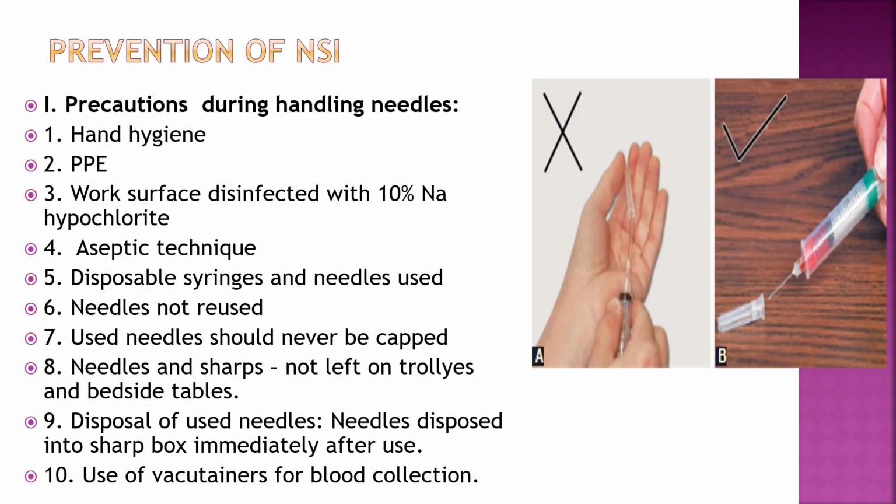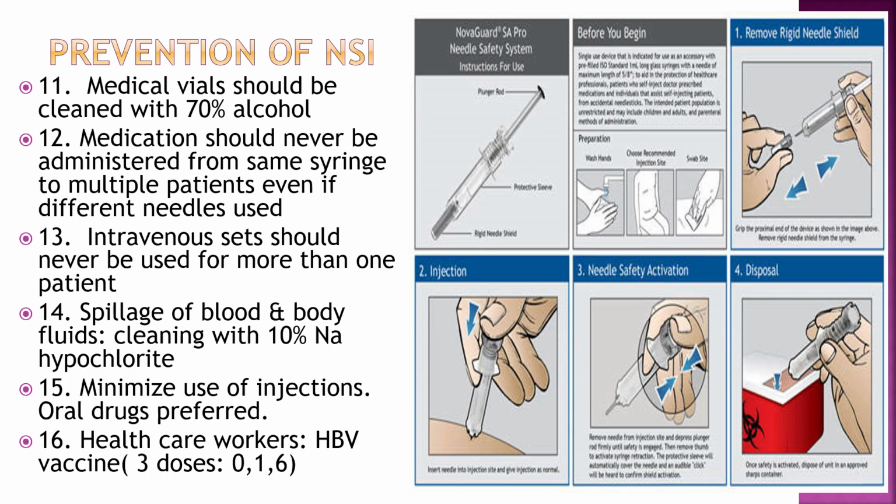Needles should never be capped, so that while capping also there are chances of accident. So no capping of the needles. Needle and sharps not left on trolleys and bedside tables. So they should not be left on a trolley without putting them in disposable container. Disposal of used needles. Needles disposed into sharp box immediately after use. Use of vacutainers for blood collection. So preferably vacutainers should be used for blood collection.